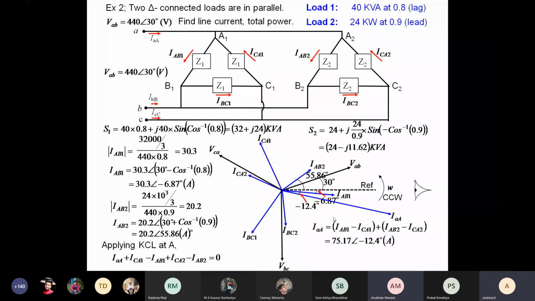Sir, can we do line current equals root 3 times phase current? There are two phases. Which one will you do? Root 3 times IAB1 plus IAB2? But there is ICA1 also, ICA2 also. Then we have to change the phase accordingly. Only the magnitudes cannot be added directly.